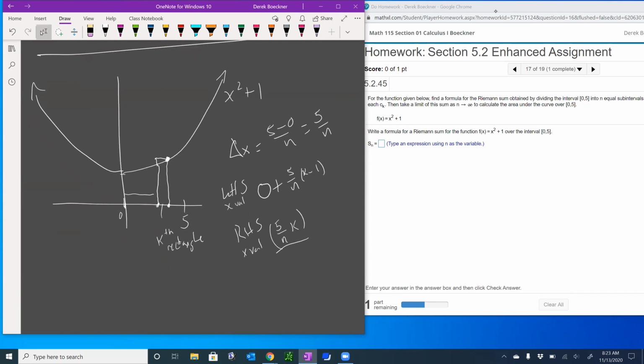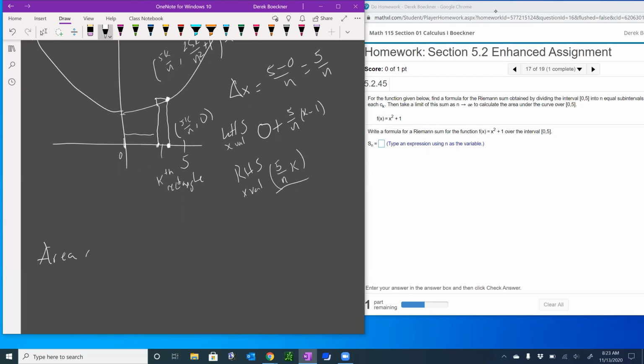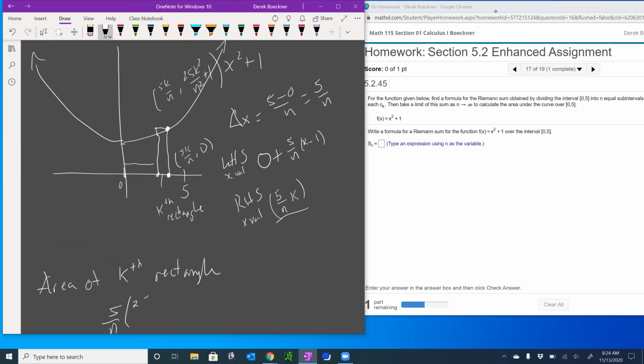Okay, so I've got this point. This point is at 5k over n, comma 0. This one's going to be at 5k over n, comma 25k squared over n squared plus 1. So the area of the kth rectangle is going to be 5 over n times 25k squared over n squared plus 1.